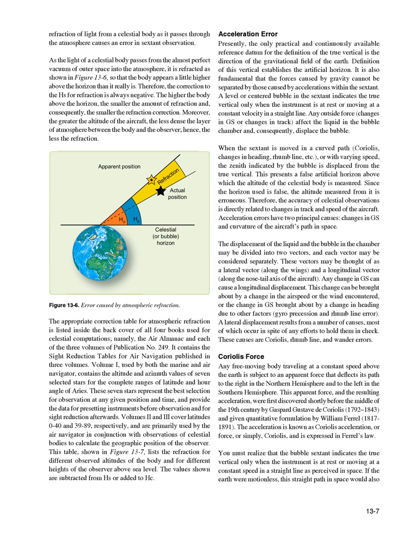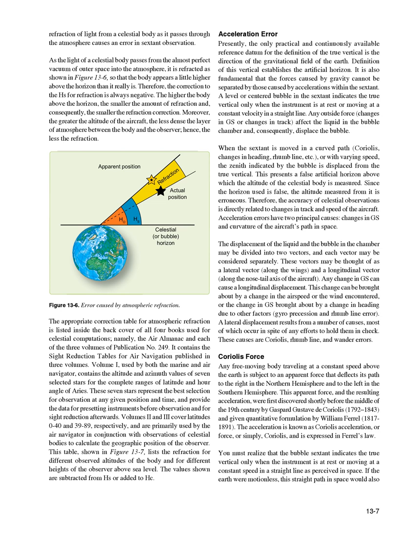The appropriate correction table for atmospheric refraction is listed inside the back cover of all 4 books used for celestial computations, namely, the Air Almanac and each of the 3 volumes of Publication No. 249. It contains the sight reduction tables for air navigation published in 3 volumes.